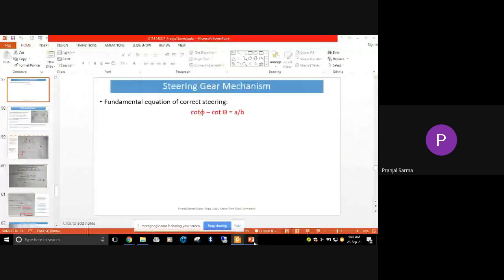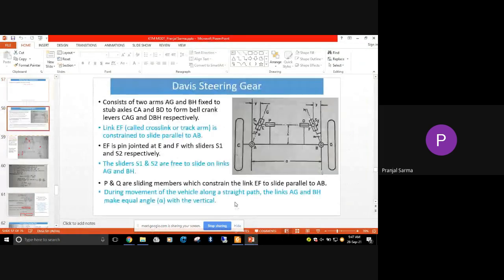Let me know something. So this is the steering gear mechanism. Yes, all of you have understood.